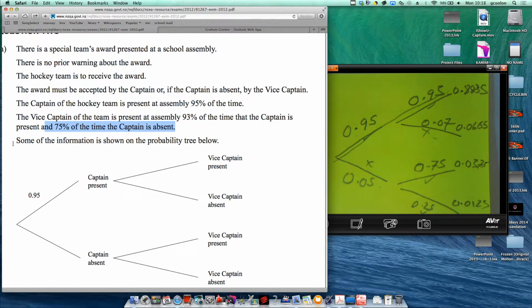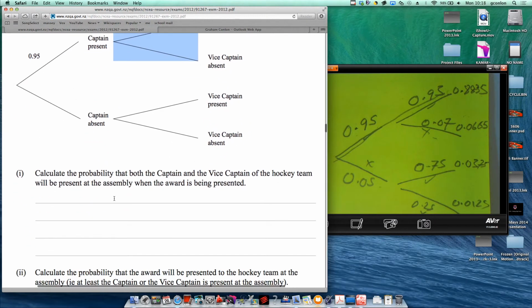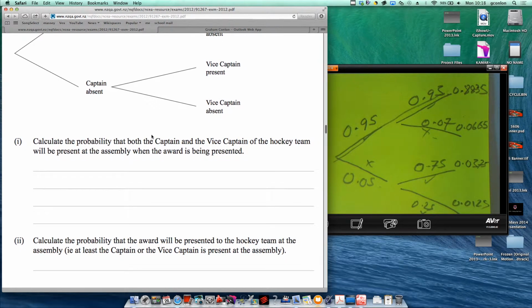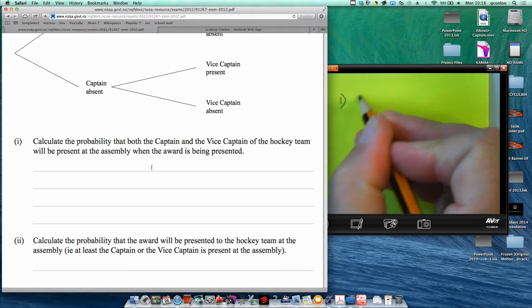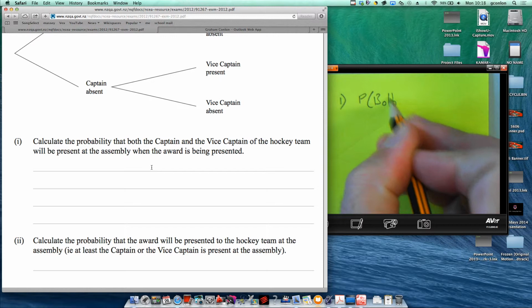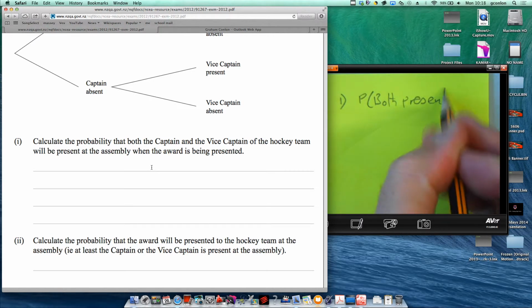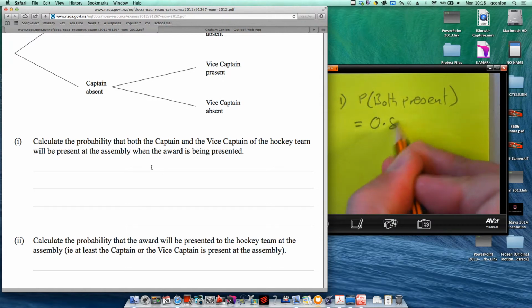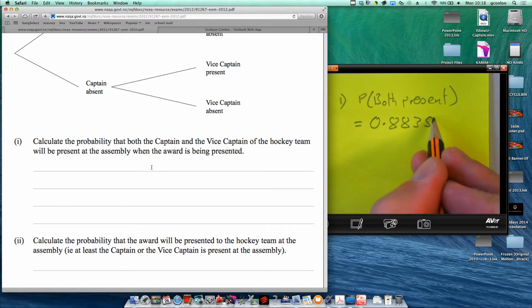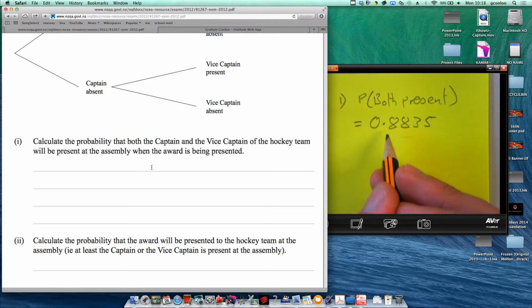Now I've got my tree diagram all filled in. The question said, calculate the probability that both captain and vice captain will be present. So the answer to this particular question is going to be 0.8835. So part 1, the probability that both are present. You don't have to write the working; I'm doing it because I'm being recorded. If you'd just written that particular answer down, that would be fine. A lot of people worry about where the working out came from. The working out came from the tree diagram.